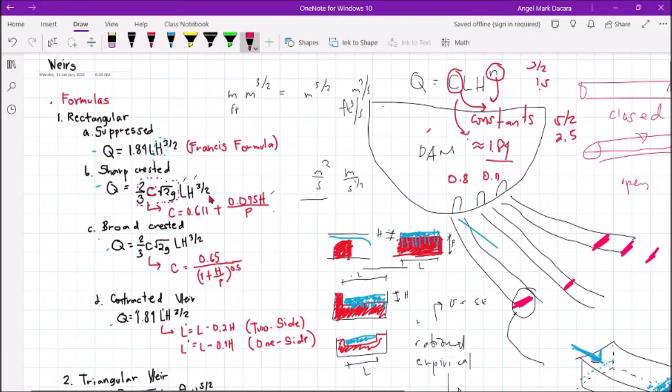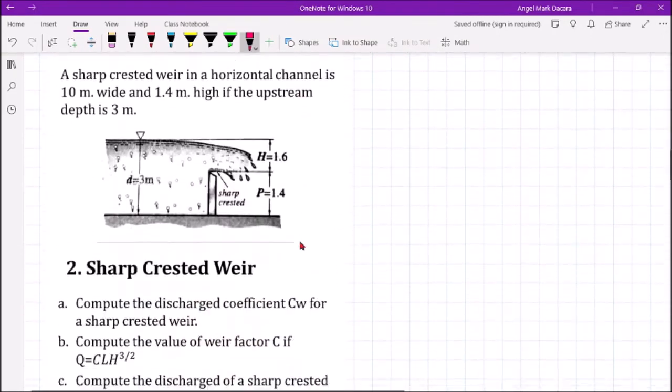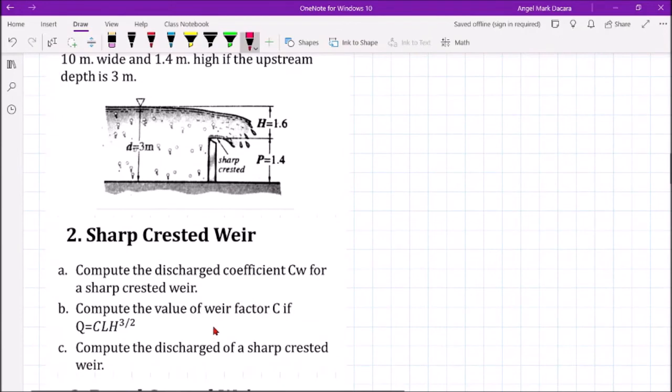Yeah. Itong C na to, 0.611 plus 0.075H. Okay? Yung C na pinapakompute. And next question is compute the value of weir factor C.